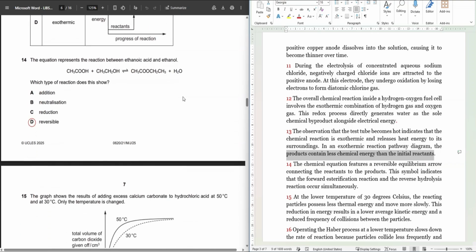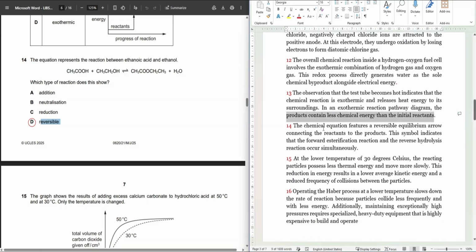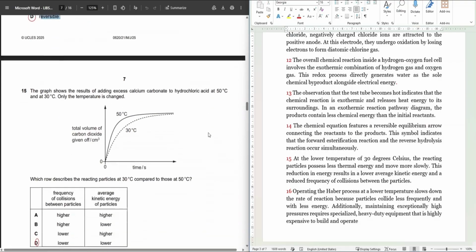Let's go to question number 14. All right, it says the equation represents the reaction between ethanoic acid and ethanol. The equation is given to us, and we have to identify which type of reaction it shows. Our answer is reversible reaction. The explanation is that the chemical equation features a reversible equilibrium arrow connecting the reactants to the products. So this symbol indicates that the forward esterification reaction and the reverse hydrolysis reaction occur simultaneously. All right, now let's go to our question number 15.